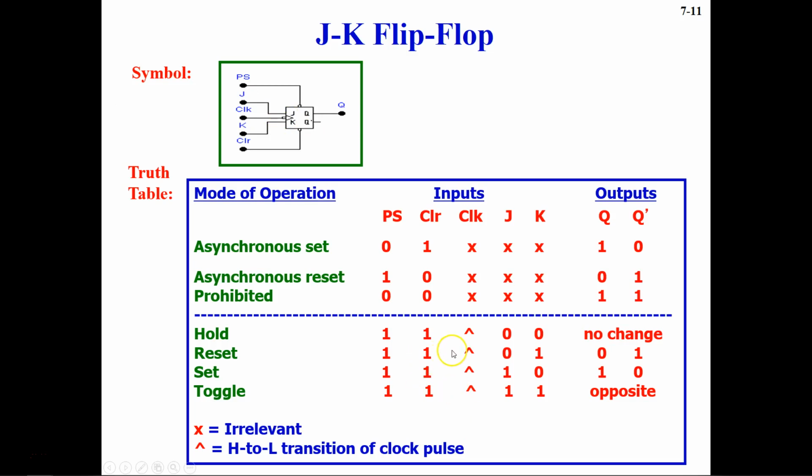So every time your clock goes from high to low, your input will be triggered, and then your output will be generated based on whatever input is available at J and K and at the preset and clear. So when your preset and clear are 1 and your clock is going from high to low and it is being triggered at that point, then if you have J and K as 0 0, that will be called your no change state, or a memory state, or a hold state.